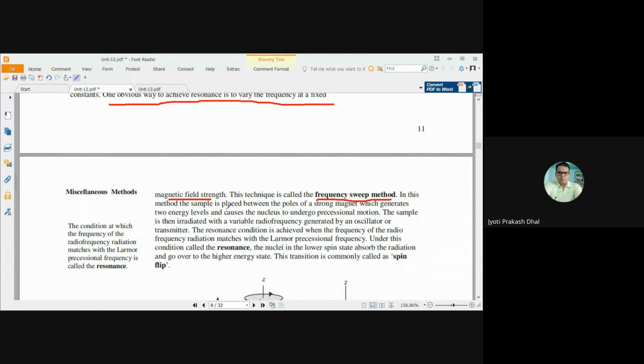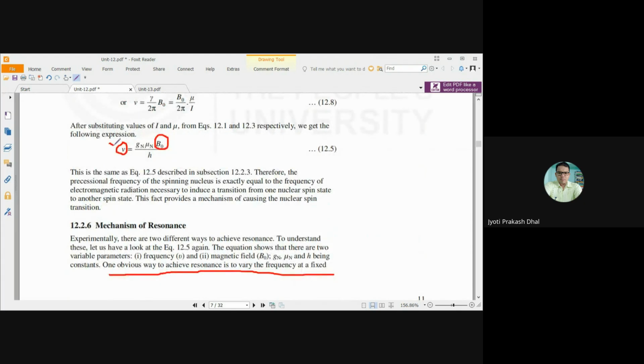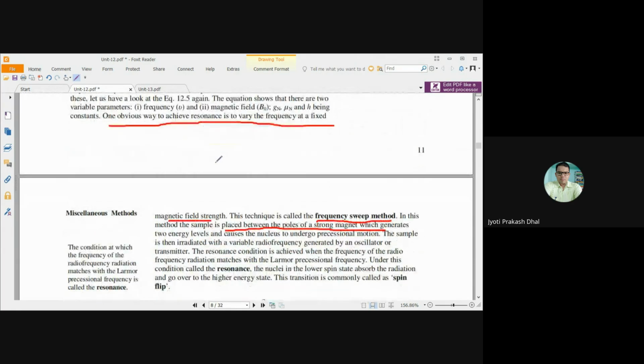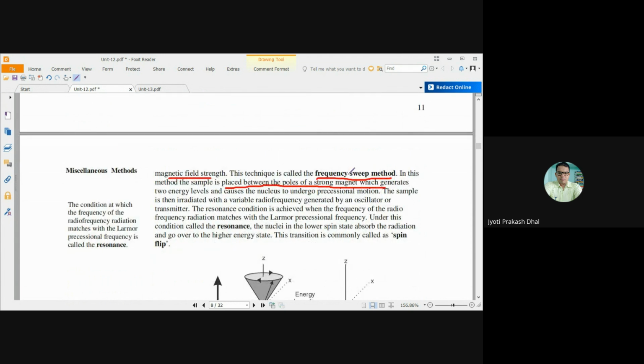In this method, the sample is placed between the two poles of a strong magnet. That means the magnetic field strength will be constant, right? So we can change the frequency, because from this equation we can see that nu and B naught are the variables. So two different methods are there. In the first method, we keep the value of B naught, the magnetic field strength, constant, and the technique is called the frequency sweep method.